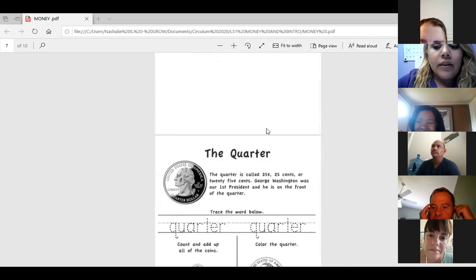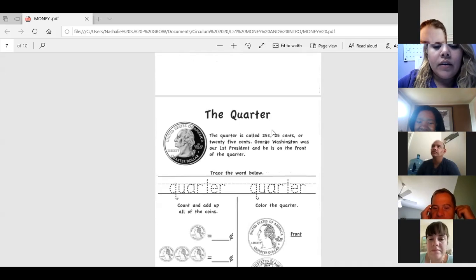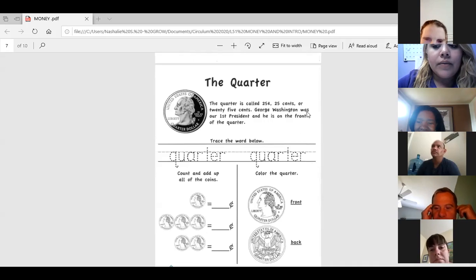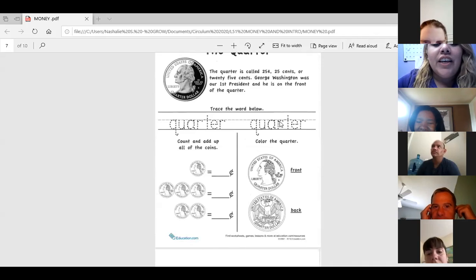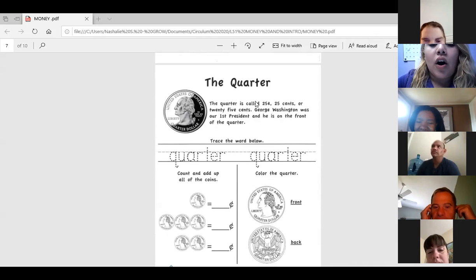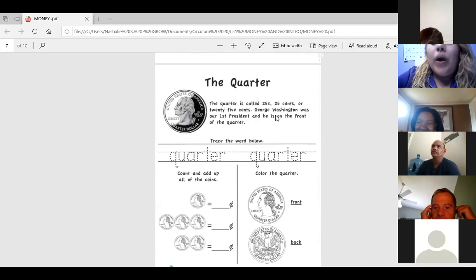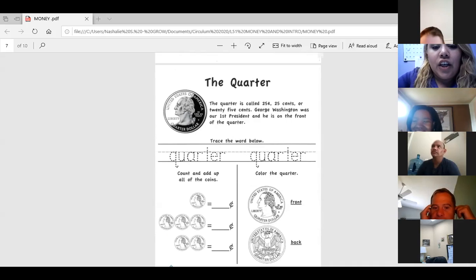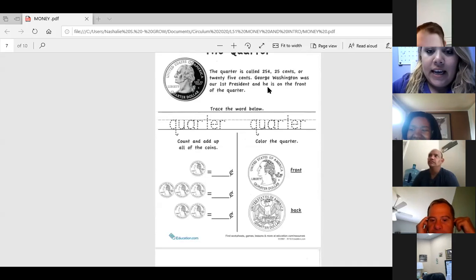All right. So now let's move on to the quarter. Very good. So the quarter is called 25 cents. How much does it say? 25 cents. Very good. So 25 cents. George Washington was our first president, and he was on the front of the quarter.